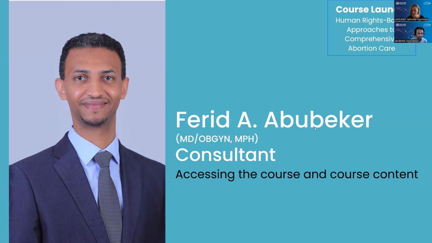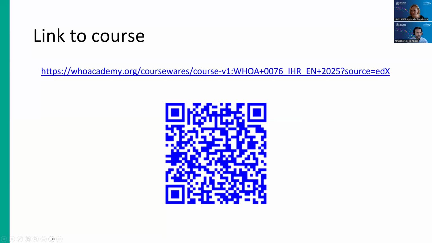So on the next few slides, we will be discussing how to access the course and how to go through the course content. So let me put this back in. I will just leave it here for a few minutes, so if people want to tag along with the registration in the accessing the course part, you can just scan this QR code and it will take you right to the web page of the WHO Academy, where the actual human rights based approach is hosted.